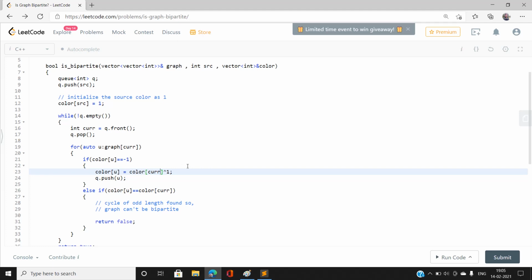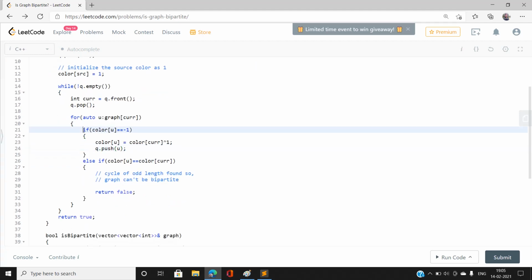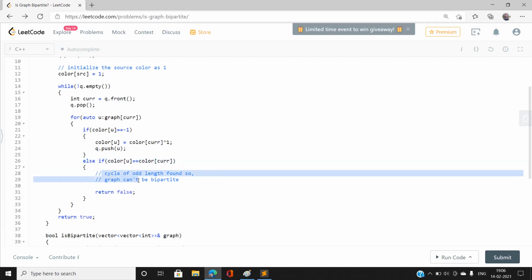And I am going to push that neighbor of the current node into my queue again. If the neighbor is already colored, I am going to check whether that color matches exactly the color of my current node. If it does, then we are going to claim that our graph is not a bipartite graph. That is, we have found a cycle of odd length. I am going to return false here.